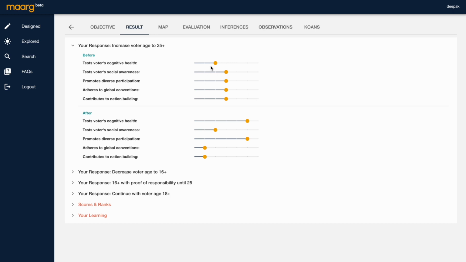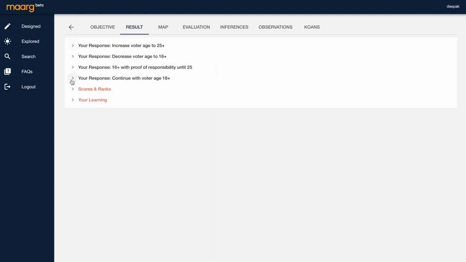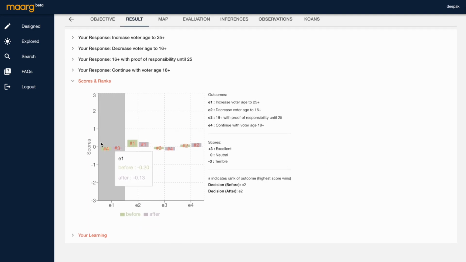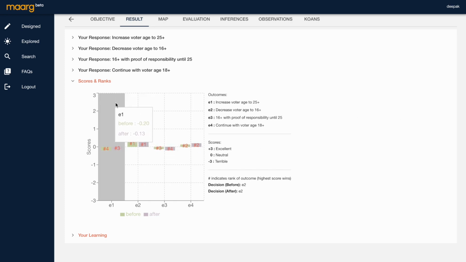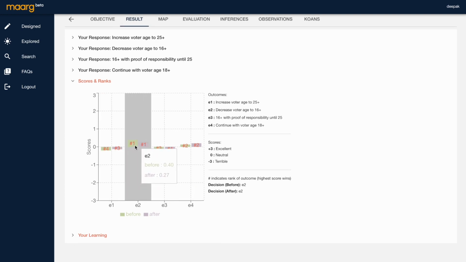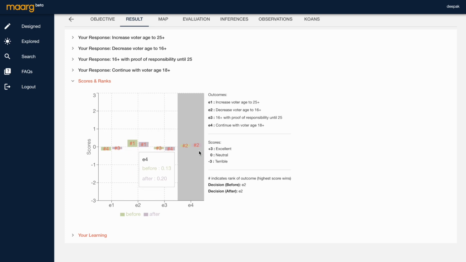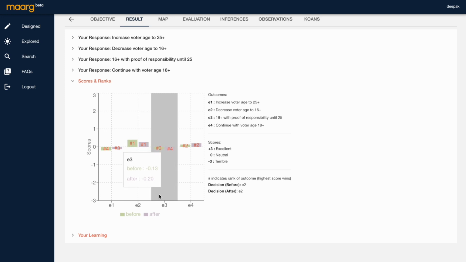We can see how our opinion has changed for each outcome before and after. This time, for the scores and rank, a near zero score means that I am not very certain, even after reading or before reading. A high score always indicates that the user is very sure about that outcome, and a very negative score means that you absolutely do not want that outcome. So we can see after reading this Maarg, as a reader, my opinion has not changed as much, except for E3 and E1, which is 16 plus with proof of responsibility and this. So this kind of means that the Maarg was not convincing enough for me, and as a writer, I need to do a better job.